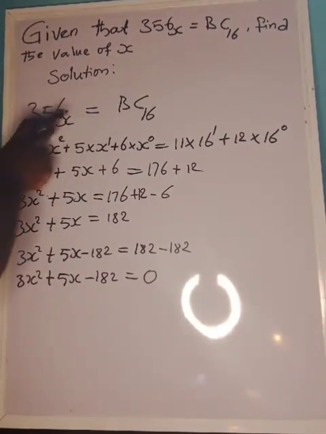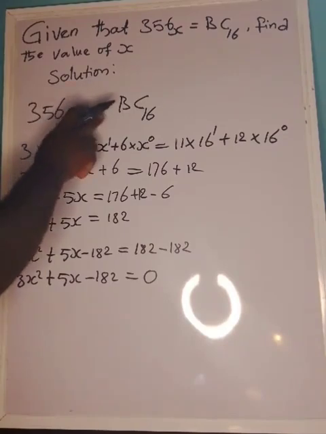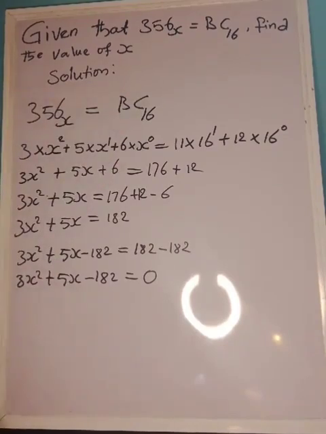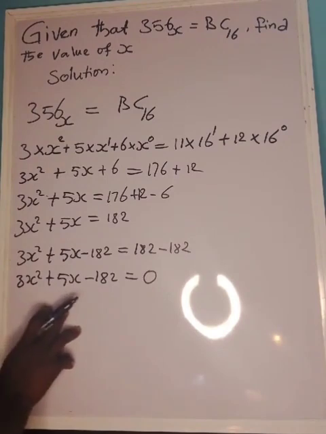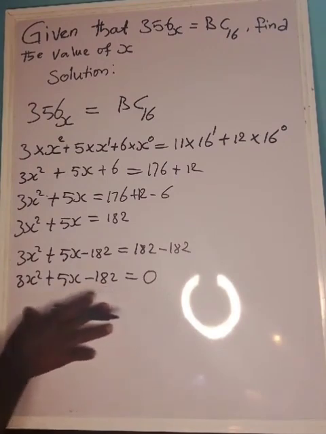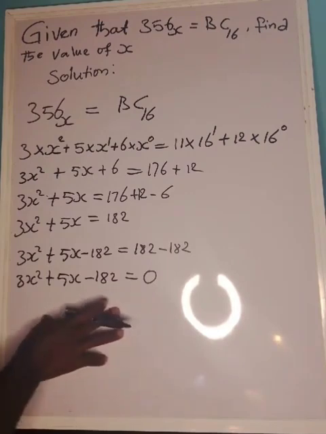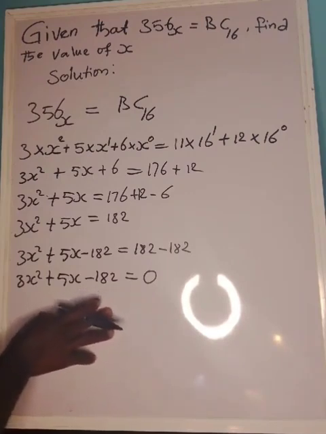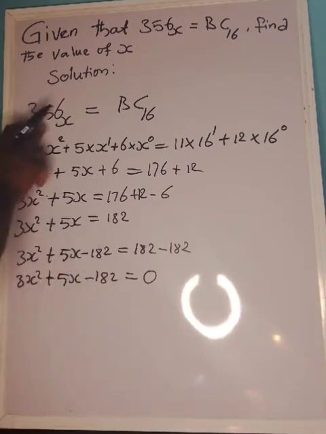356 in base x equals BC in base 16. So our next video will solve the quadratic equation using the factorization method in order to get the value of x, so that we will know the base of this number that we have been given.